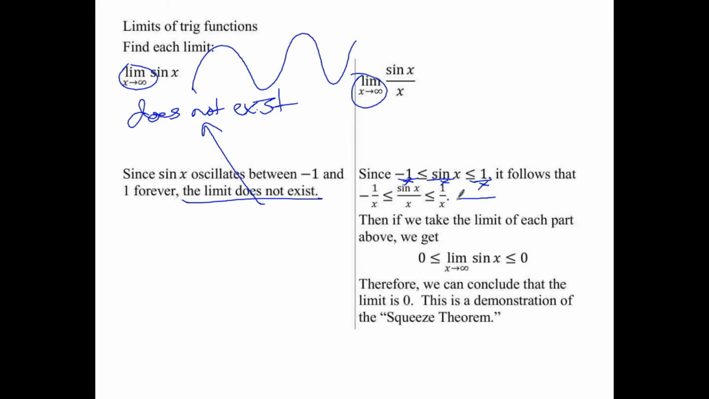Then I have this line sitting right here. -1 over x is less than or equal to sine x over x is less than or equal to 1 over x.